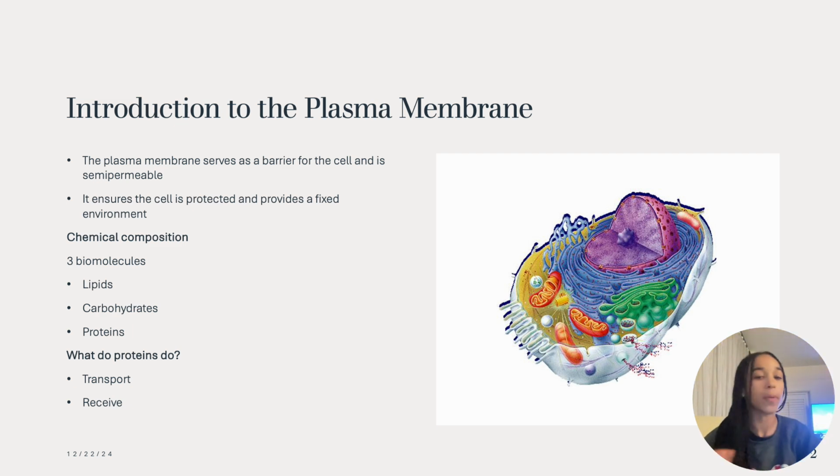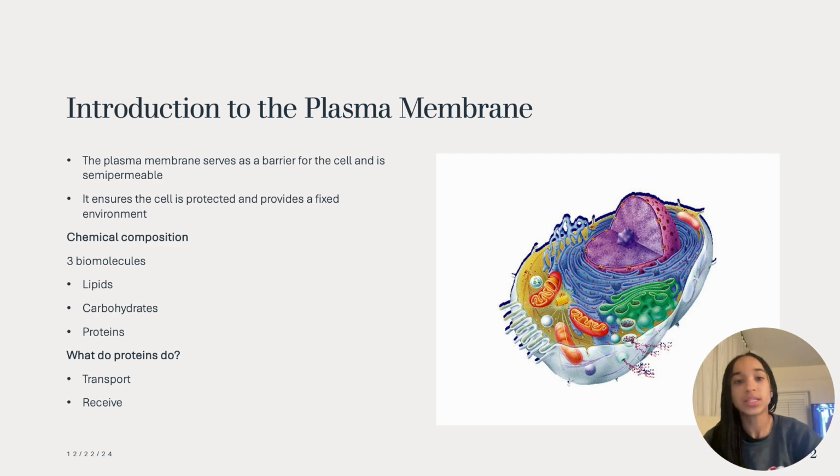When we begin to talk about proteins, we must talk about how there are two different types of proteins, and those are the integral and peripheral proteins. An integral protein is firmly embedded into the phospholipid bilayer and can serve as a channel, a transporter, and a receptor.